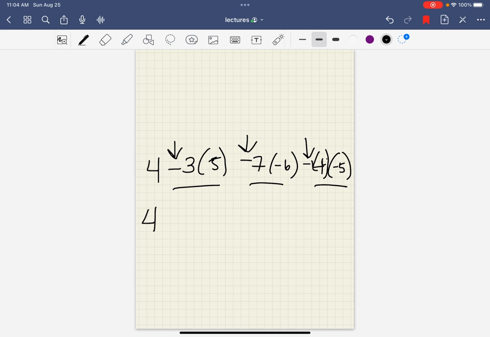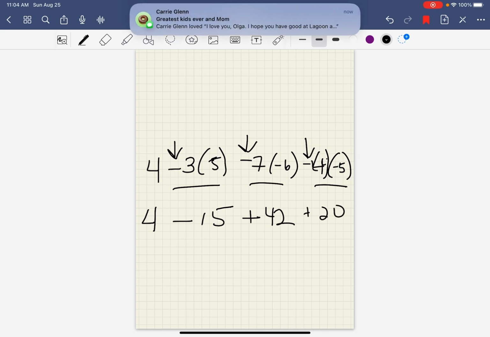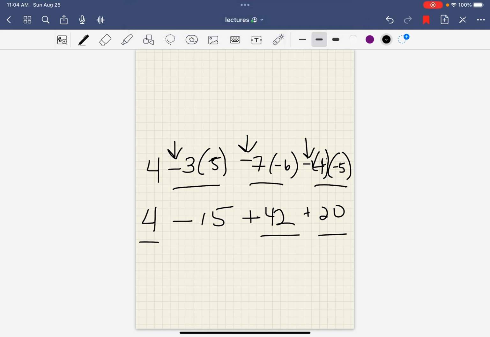So negative 3 times 5 is negative 15. Negative 7 times negative 6 is, negative times negative is positive, 42. And then again, negative times negative is positive 20. So I definitely would add these guys first. 42 plus 20 is 62, plus 4 is 66. And then you just have one subtraction to do. All right?